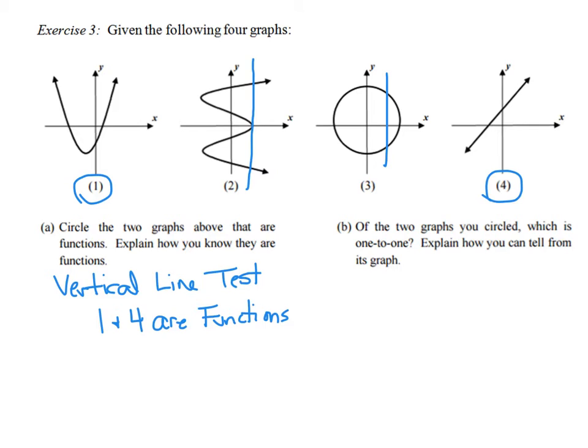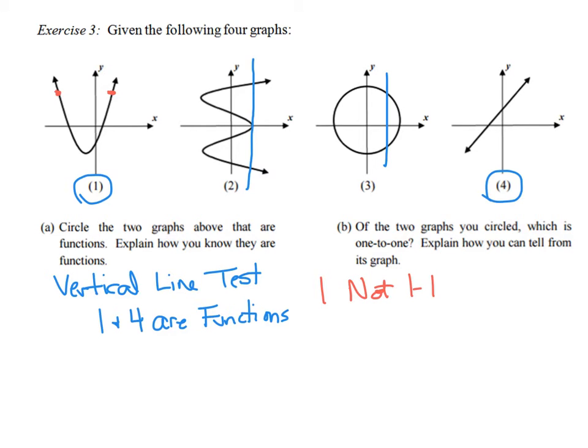Well, when I look carefully at this, I notice that on my parabola, there are certain y values that are repeated. This y value right here is repeated over here. Both of those points have the same exact height. So number 1 is not one-to-one.